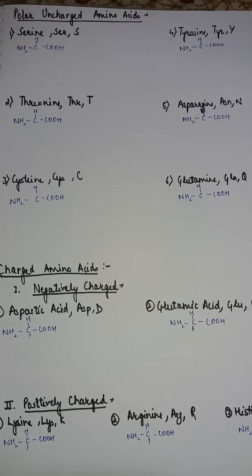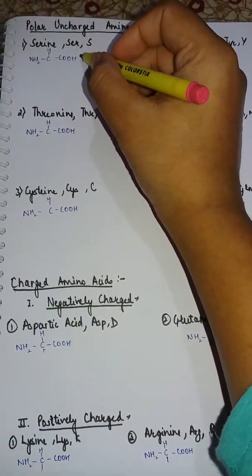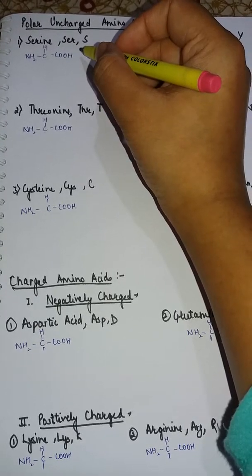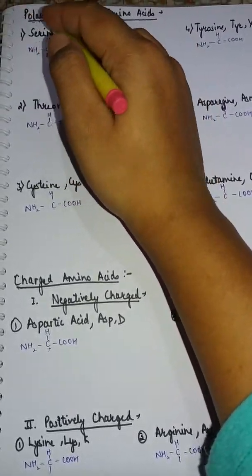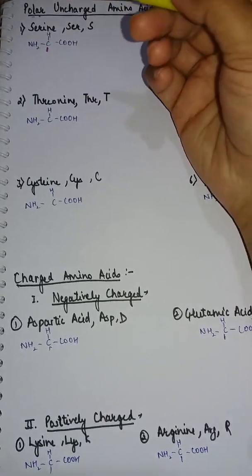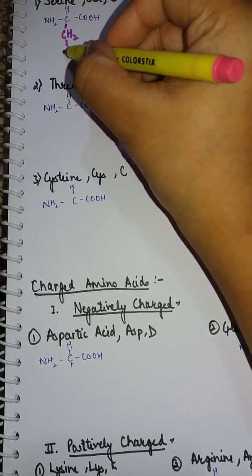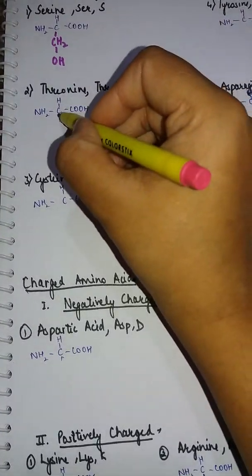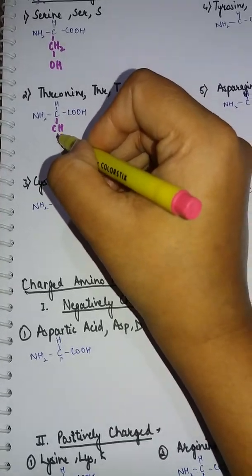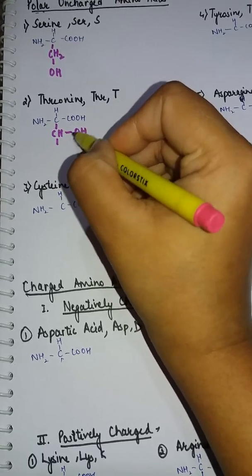Now let's talk about the polar uncharged amino acids. Serine is the simplest polar uncharged amino acid. As they are polar, they will contain an OH group at the terminal position. So it contains 1 CH2 with 1 OH. Then threonine. It contains 2 additional carbons, 1 CHOH and then 1 CH3.